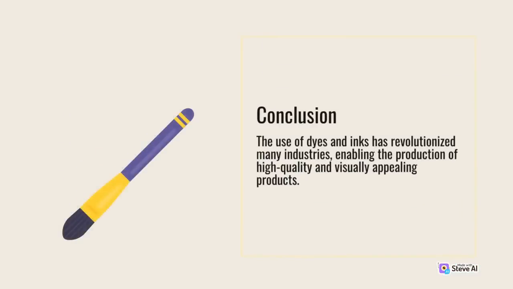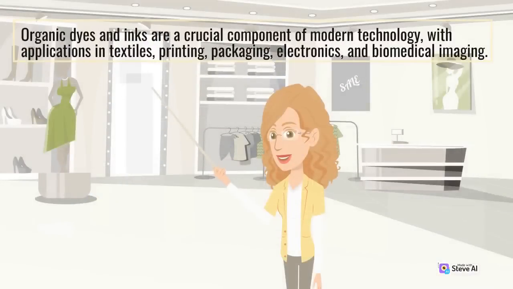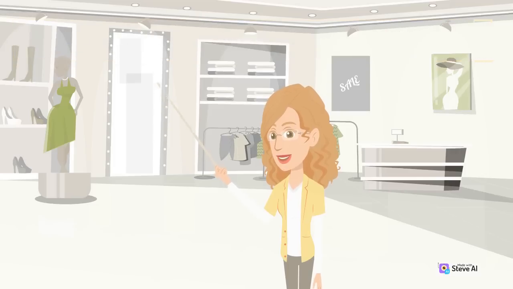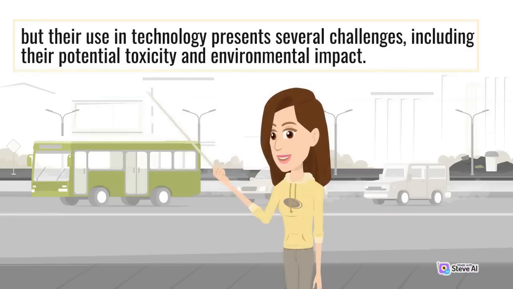Conclusion. The use of dyes and inks has revolutionized many industries, enabling the production of high-quality and visually appealing products. Organic dyes and inks are a crucial component of modern technology, with applications in textiles, printing, packaging, electronics, and biomedical imaging. The properties of organic dyes and inks can be tailored to meet specific application requirements. But their use in technology presents several challenges, including their potential toxicity and environmental impact.